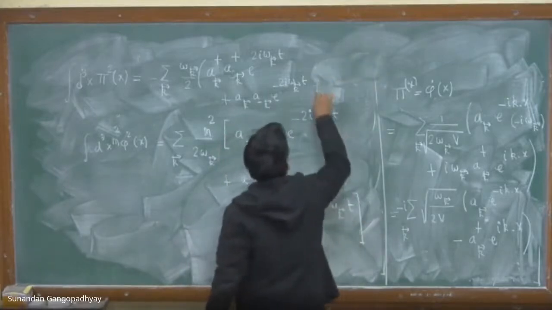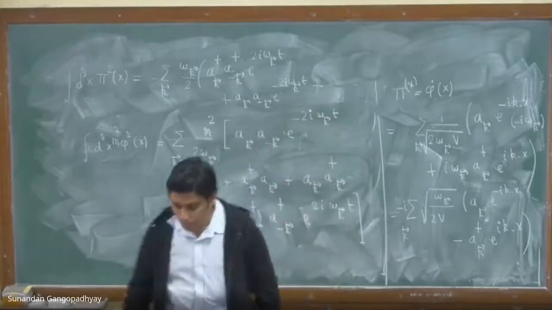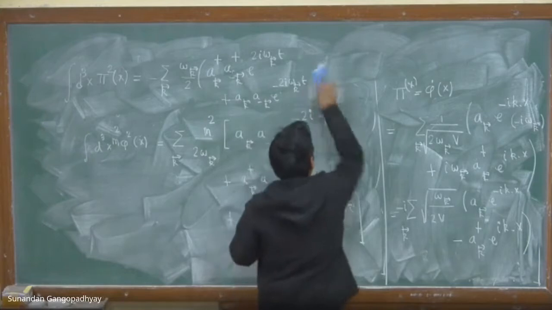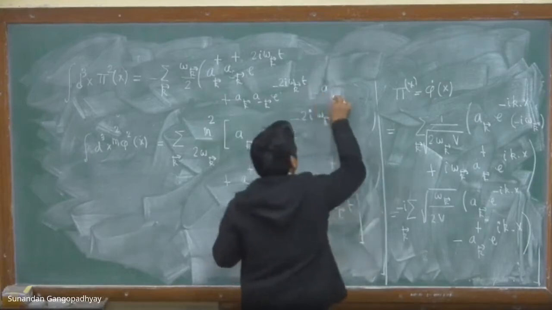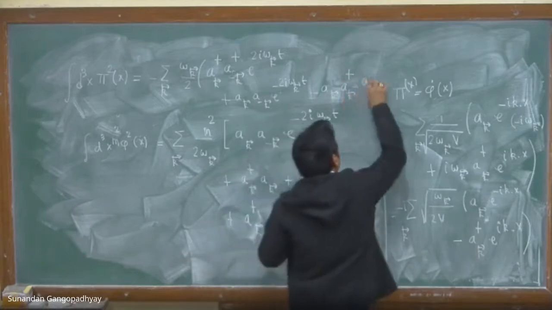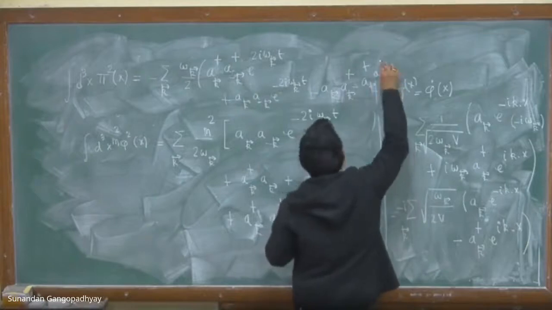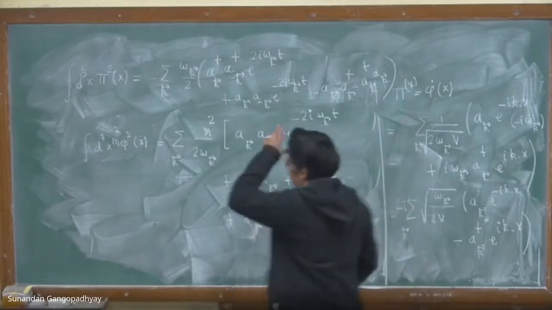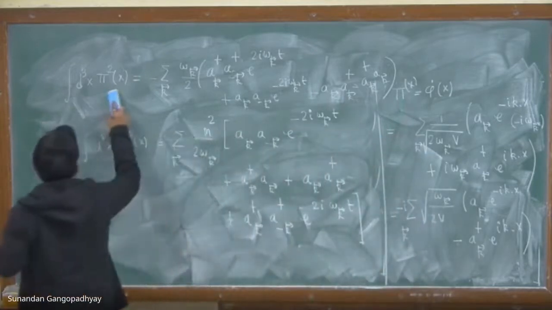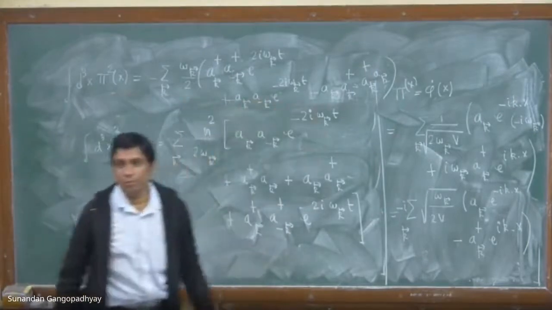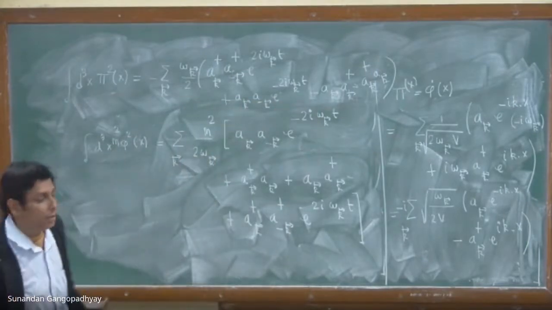Plus there are two more terms, and the other two terms are minus a k a dagger k and minus a dagger k a k. So if you calculate the integral of pi square x over d cubed x, this will be the expression for the pi square x d cubed x integral term.